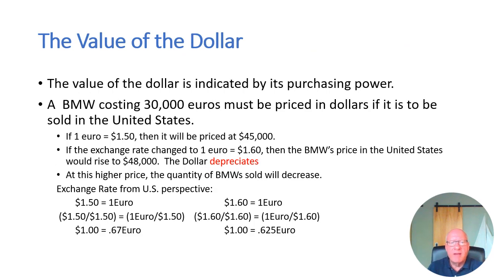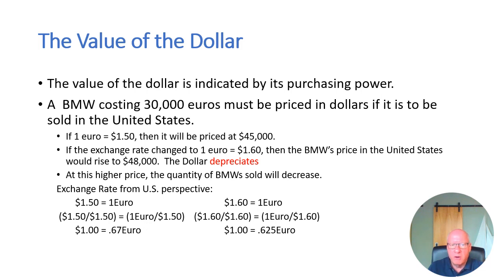Now let's think about the value of the dollar. We simply stated what the exchange rate was. Now let's think about how exchange rates get developed. The value of the dollar is indicated by its purchasing power, and the same thing would be true when you're dealing with a foreign currency. Let's go through an example. Let's assume that a BMW costing 30,000 euros in Europe is going to be sold in the United States, and it's going to be priced in dollars, obviously, to sell it in the United States.